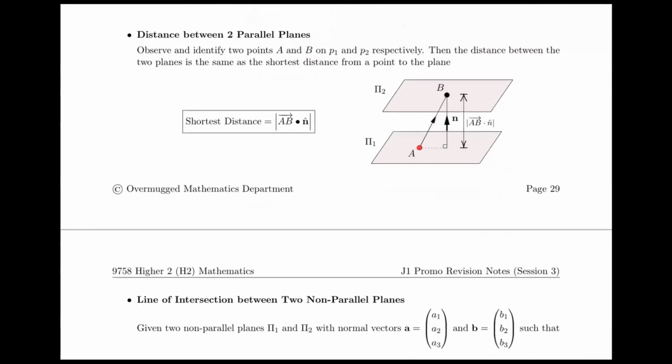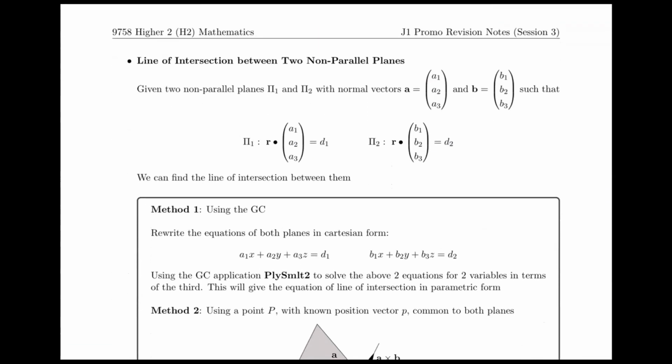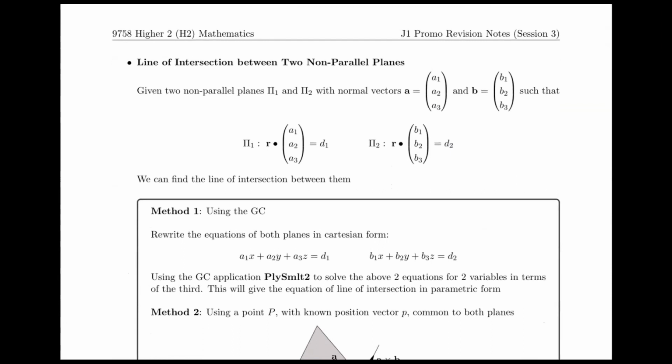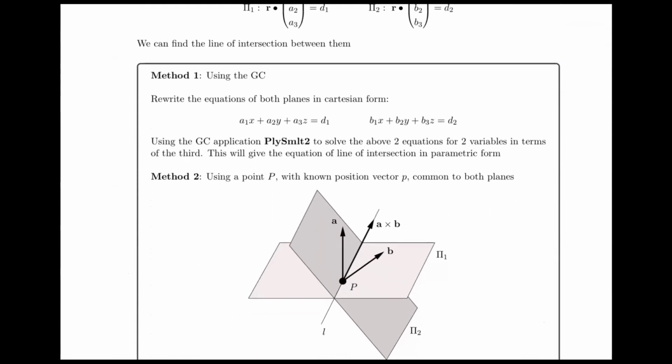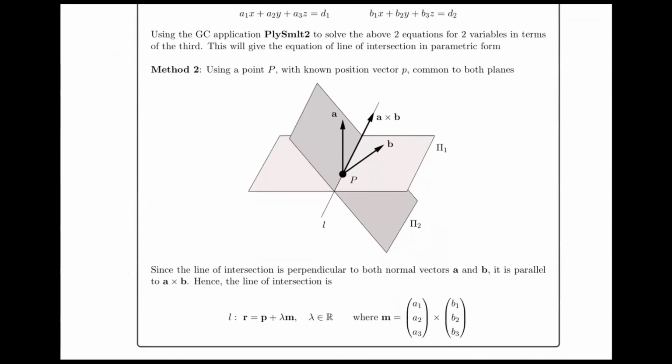This is important. And I believe in the last two pages, for the line of intersection between two non-parallel planes, the entire method is given to you. Two different ways. Method one: we rewrite the equations into Cartesian form, solve the equations, and make sure that there is a consistent value among all three. Method two: use the fact that there's a common point to both planes, find the cross product and get your answer. The line of intersection is perpendicular to both normal vectors of A and B, and it's also parallel to A cross B. This is how you find the equation of the line.